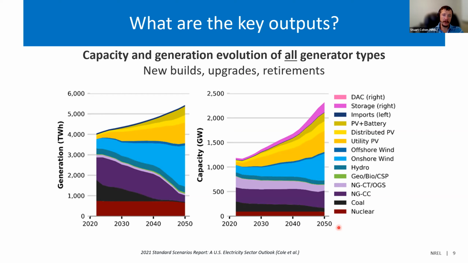It's important to look at both capacity and generation, obviously, because not all technologies generate near their maximum available output. And you have certain technologies, particularly storage, that have capacity but are really net users of energy. So if we want to understand their deployment, we have to look at the capacity basis for those things.